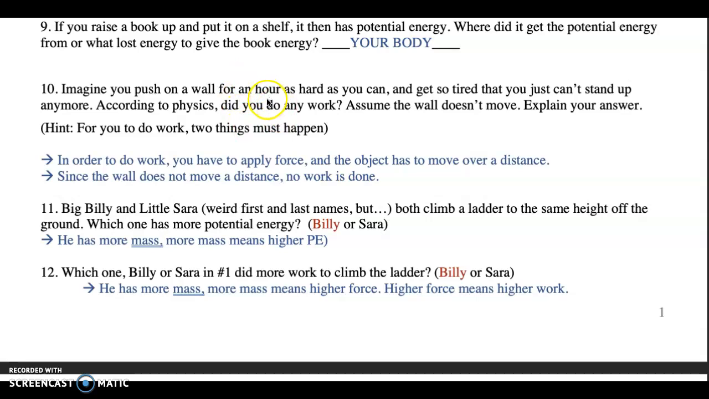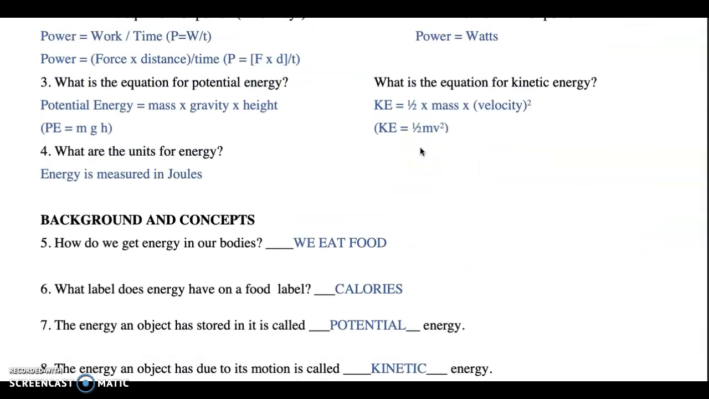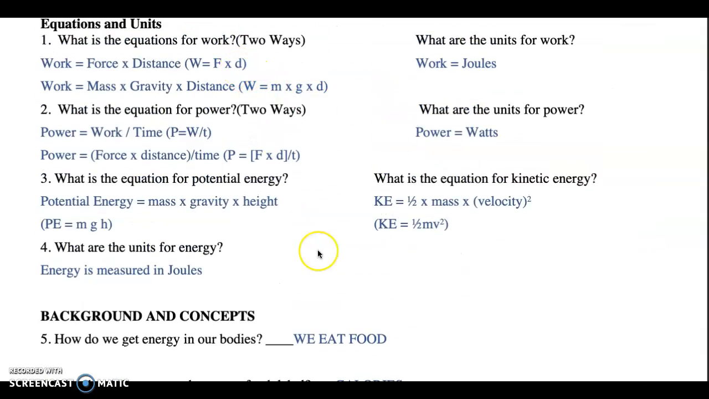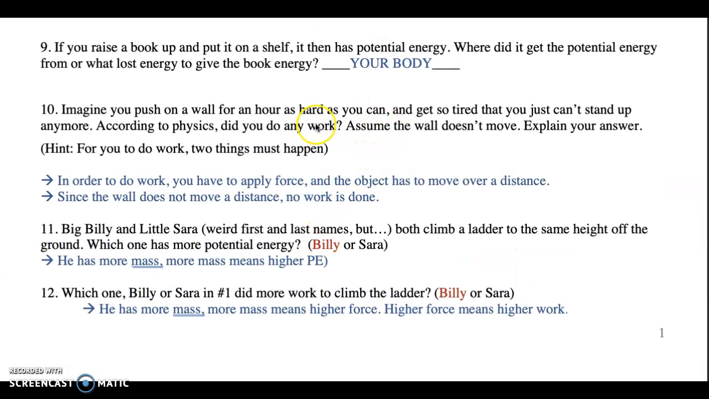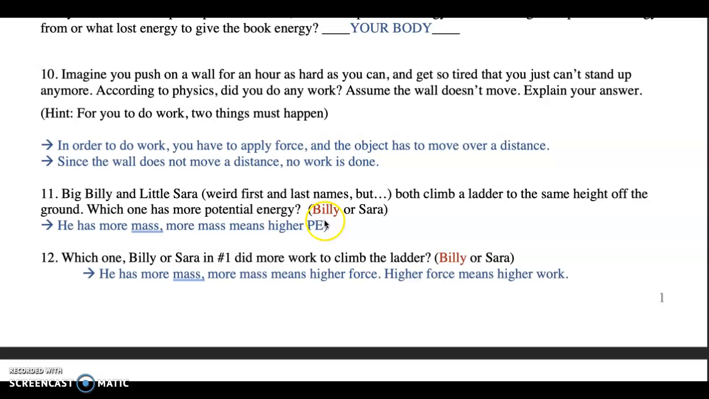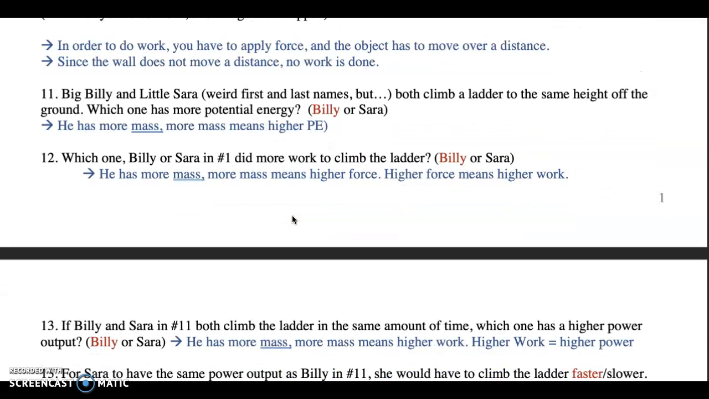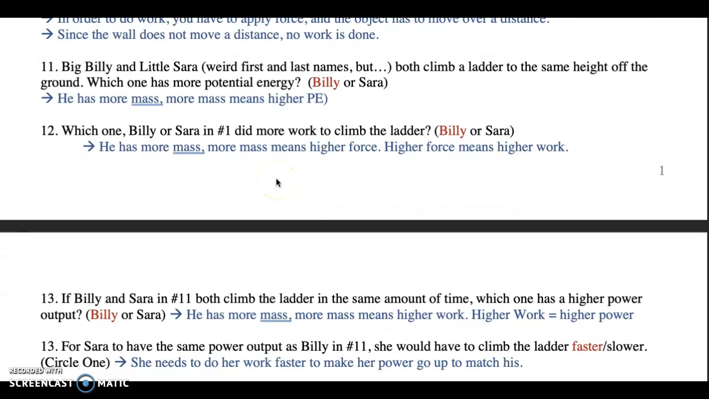So number 10 here, in order to do work, we have to apply force, and the object has to move over a distance, right? That's what work means, force over distance. So I could apply a huge force against this wall, but if it doesn't move, my distance is 0, so there's no work. And that's the main idea here. Now, the next set of problems are all about relating mass to properties of energy that we're talking about this unit.